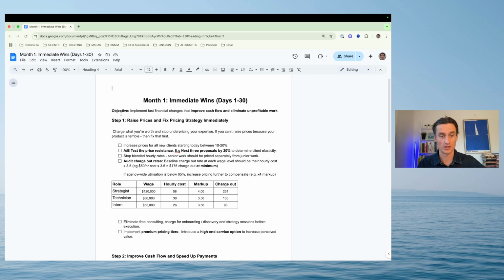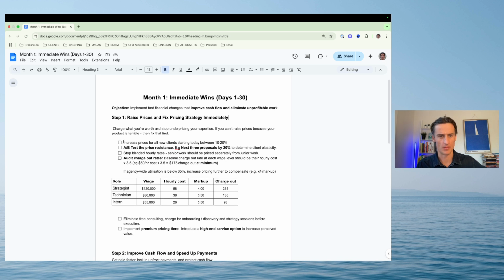So the first one is raising prices and fixed pricing strategy immediately. The price increase, I do this a lot, especially for new clients. It doesn't need to be for all clients across your portfolio, but for all new clients starting today, between 10 to 20%. And you'll realize that actually it doesn't affect your conversions that much, and it might embolden you to push the envelope a little bit more.